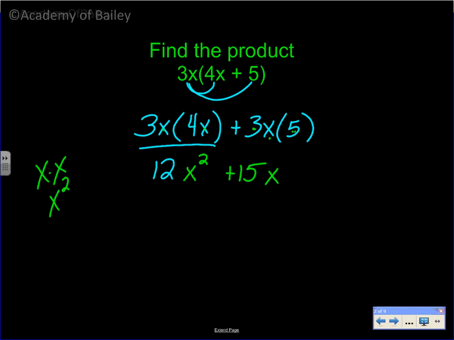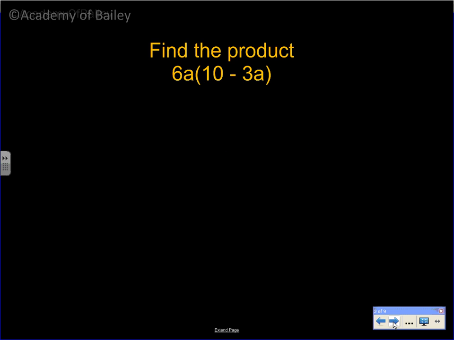And so there's the product, 12x squared plus 15x. See if you can go ahead and do this one on your own. Just go ahead and distribute that 6a to everything inside. Pause the video and check it. Make sure you're getting it correct.